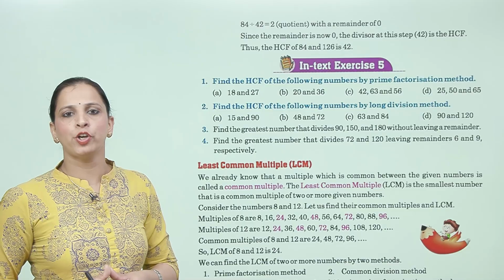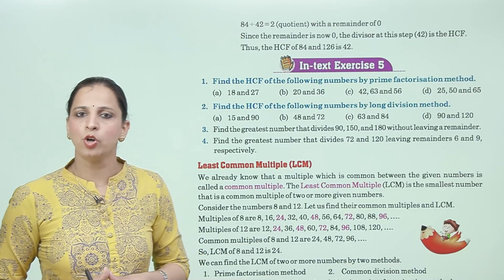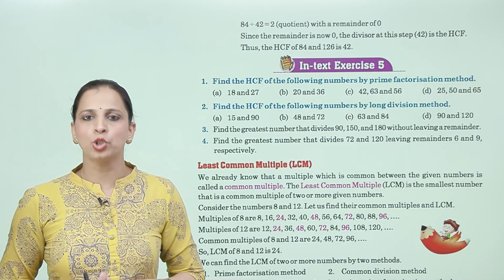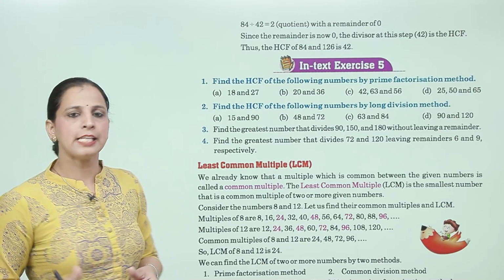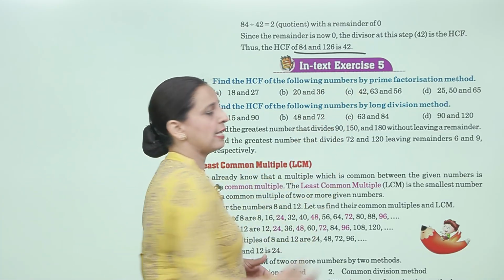84 divided by 42 is 2 quotient with a remainder of 0. Since the remainder is now 0, the divisor at this step, 42, is the HCF. Thus, the HCF of 84 and 126 is 42.